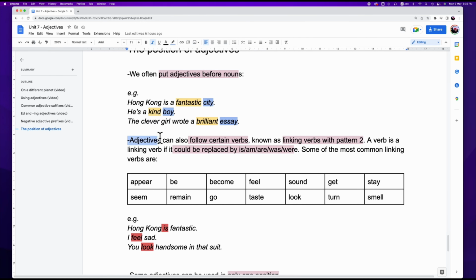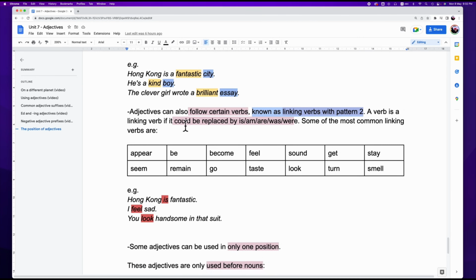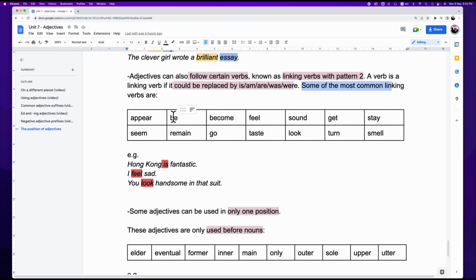Adjectives can also follow certain verbs. These verbs are known as linking verbs, and we actually use pattern number 2 to write the sentence. Now, a verb is a linking verb if it could be replaced by the verb to be, is, was, were. Some of the most common linking verbs are the following: appear, seem, be, remain, become, go, feel, taste, sound, look, get, turn, stay, and smell.